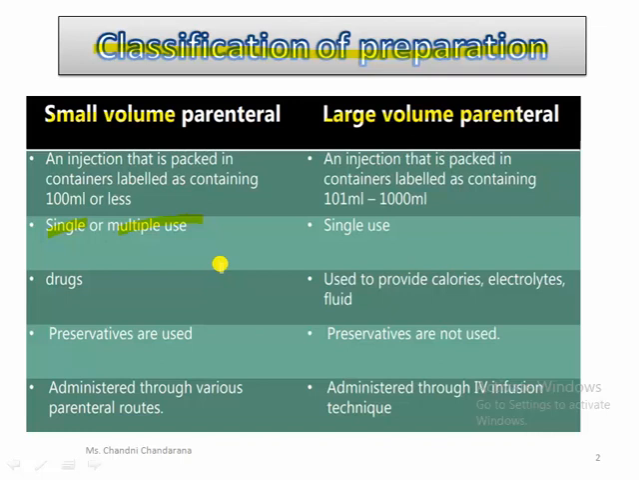And what is large volume parenteral? It is only for single use, meaning we can't use it multiple times. So large volume is only for single use, for example, the IV infusion.